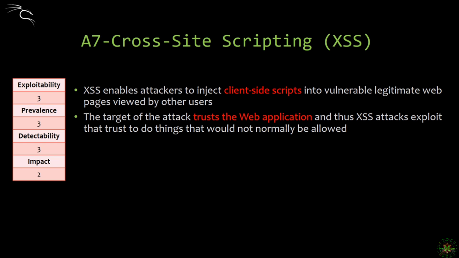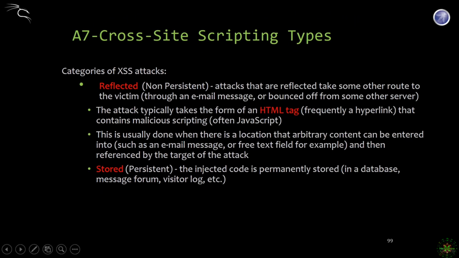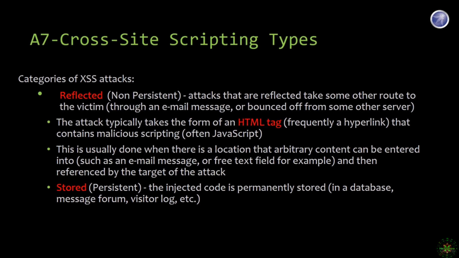So here the point is that the victim trusts the web application, which is a legitimate web application, but it's a vulnerable one, and the attacker will inject this malicious code in order to exploit this trust. We have two types, or mainly two types, of cross-site scripting: reflected, which is known to be non-persistent, and stored, which is known to be persistent.